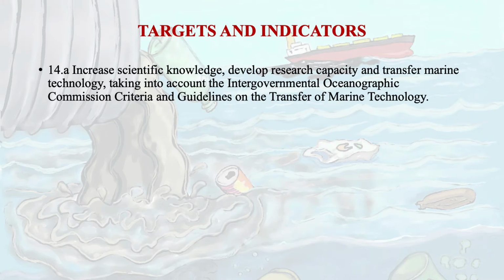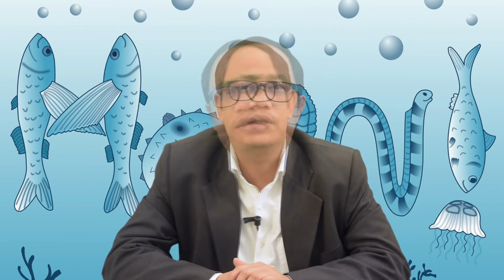Then goal number 8, that is on increasing scientific knowledge, developing research capacity, and transferring marine technology, because technology plays an important role when we are talking about sustainable practices. So, taking into account the Intergovernmental Oceanographic Commission criteria and guidelines on the transfer of marine technology, in order to improve ocean health and to enhance the contribution of marine biodiversity to the development of developing countries, in particular small island developing states and least developed countries.